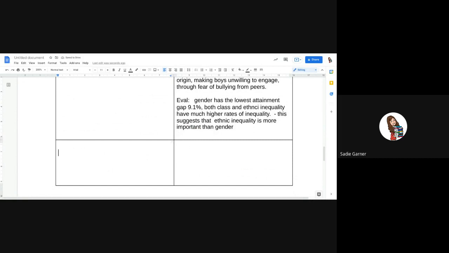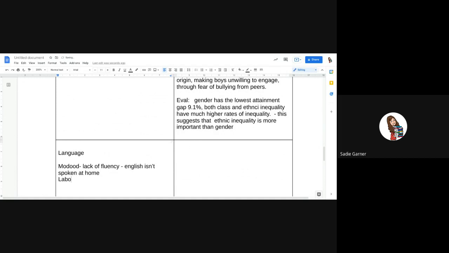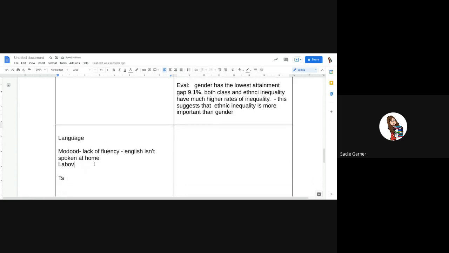Okay. Back for the question, I'm going to do language and ethnicity. So, Modood. South Asian groups often have an issue with a lack of fluency, particularly when English isn't spoken at home. So Modood, lack of fluency. Labov supports this point, arguing again that language and ethnicity has a greater impact. So I've only got the two there for language, particularly for South Asian groups.